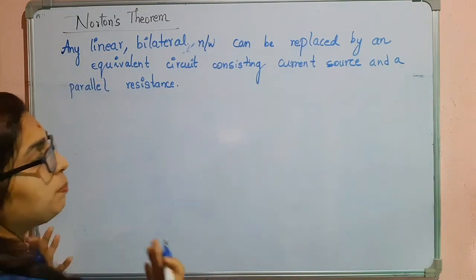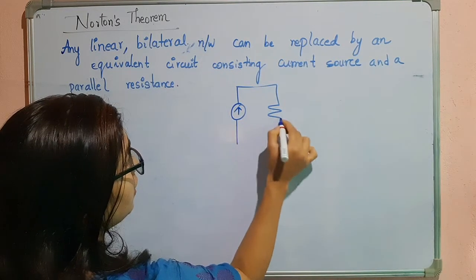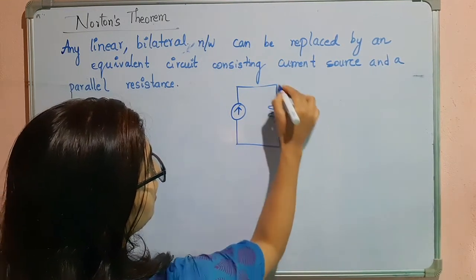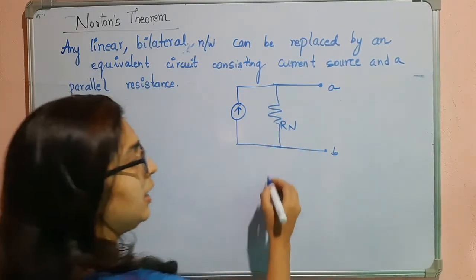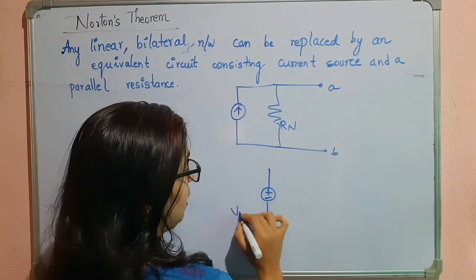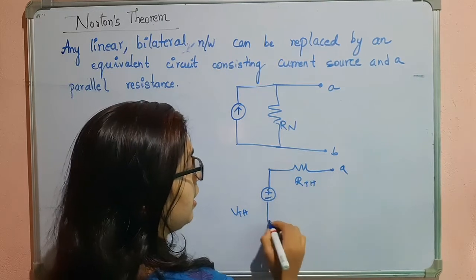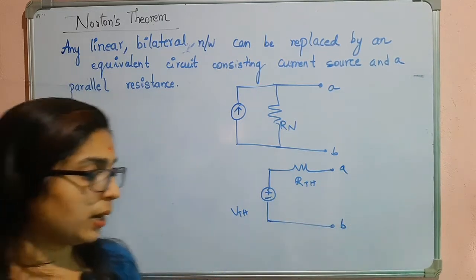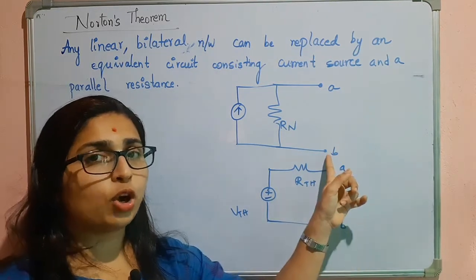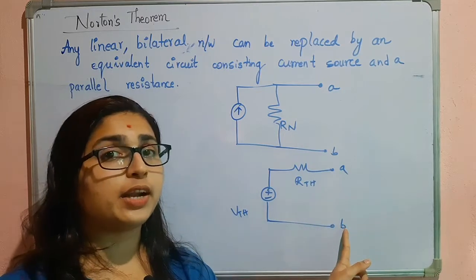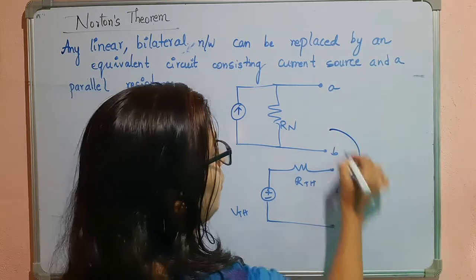So how will your simplified circuit look? It will look like a current source in parallel with a resistance. Okay, so this is the terminals A and B. We know the Thevenin's equivalent, it looked something like this, VTH, and here it is RTH, and these were the terminals A and B. Remember that the Thevenin's circuit can be converted to the Norton circuit, and the Norton circuit can be converted to the Thevenin circuit. Anything is possible.